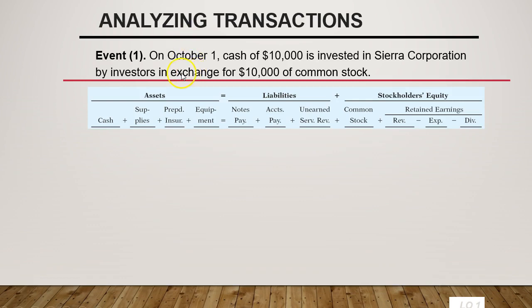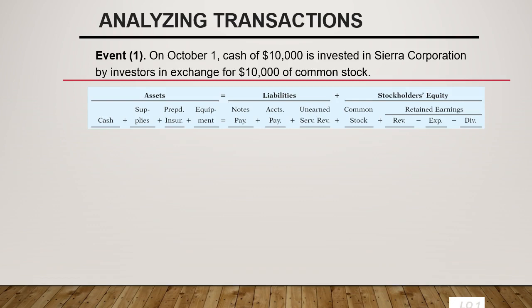For our first event, it says on October 1st, cash of $10,000 is invested into Sierra Corporation by investors in exchange for $10,000 of common stock. This is an example of a business transaction. Your job is to analyze this transaction.